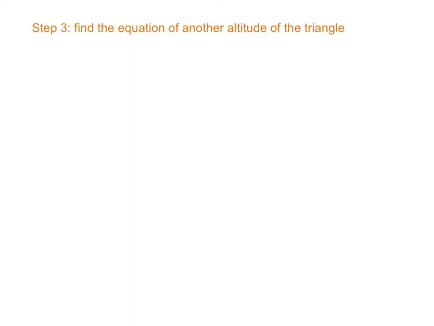Now we have step 3, which says to find the equation of another altitude of the triangle. We found the altitude going through x, so we can find another altitude. In this case, I'll just find the altitude through the point y, and that means the opposite side is xz. We're looking for xz, so we're going to do the exact same steps. I'll do these for the sake of time, and maybe you can follow along as I write them down.